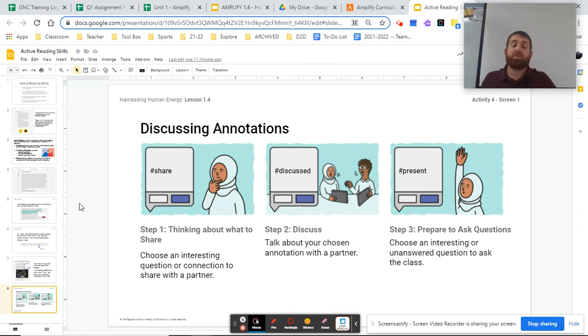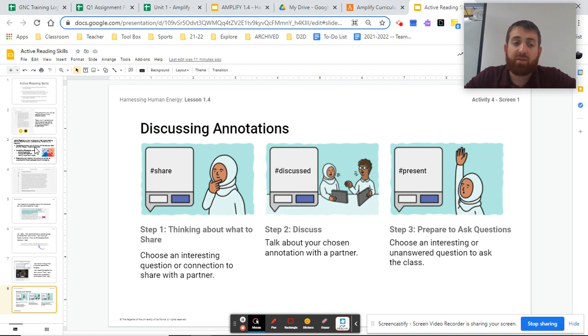The last thing we can look to do is just to discuss our annotations. As we're reading, we need to think about what we want to share with our partner in our group. These can be interesting questions or connections that we want to share with a partner, things that we look at and are like, oh, that's interesting, or that could be helpful as we're looking to solve the problem with our rescue team. We can look to identify things we want to discuss with the partner and talk about those annotations. And we can also look to prepare and ask questions beyond just the discussions themselves, whether it's with another classmate, the class, or the teacher.